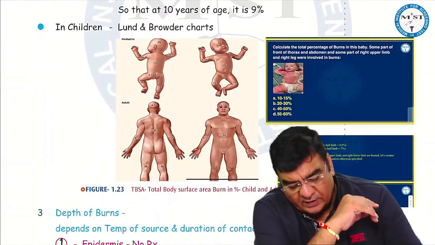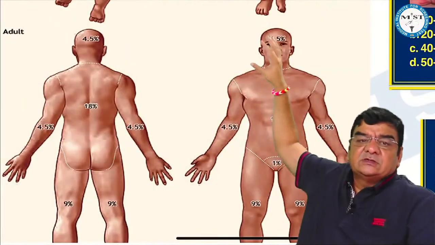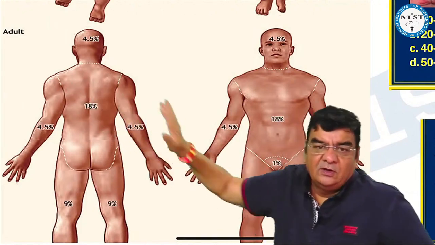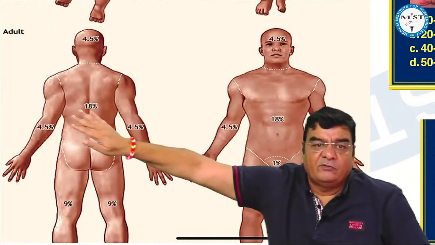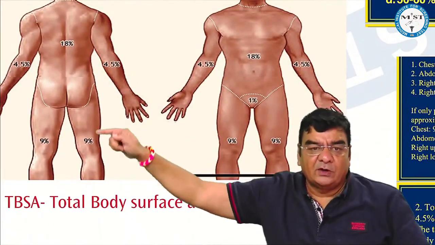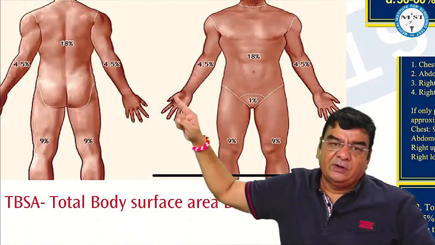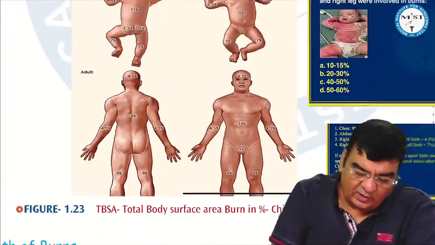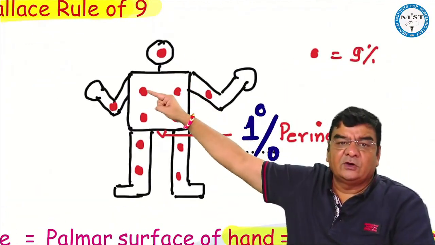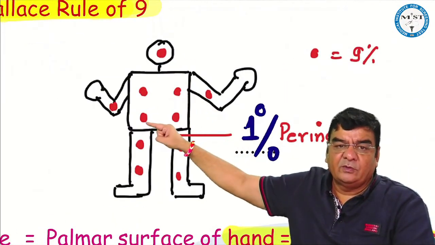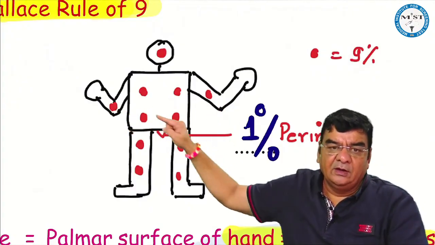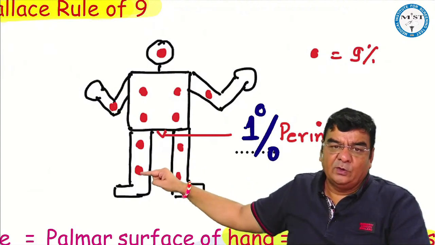According to this Wallace rule of 9, head and neck is given as 9%, front of chest is 9, back of chest is 9, front of abdomen is 9, back of abdomen is 9. Front of one lower limb is 9, back of one lower limb is 9. The complete upper limb is 9. So if we see this particular case, head and neck 9, front of chest 9, back of chest 9, front of abdomen 9, back of abdomen 9, one upper limb 9, the other upper limb 9, front of one lower limb 9, back of one lower limb 9.